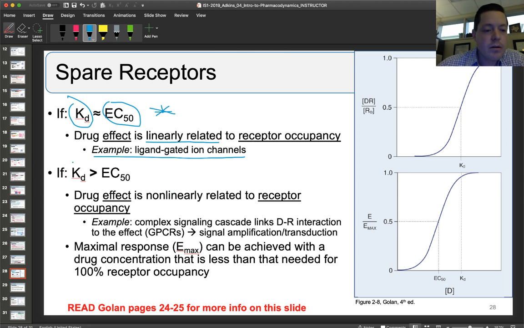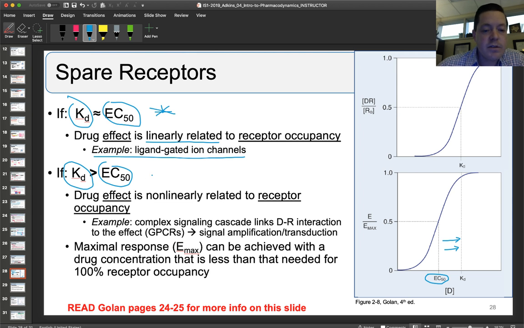However, and definitely star this, if our KD value, remember that's a concentration, is much greater than our EC50, and we can see this right here, our KD value is much greater than our EC50 value in this chart at the bottom, then what that indicates is that the concentration necessary to produce a half maximal response is much smaller than what is needed to occupy half of the receptors. Do you see that difference there? KD value is higher than EC50.